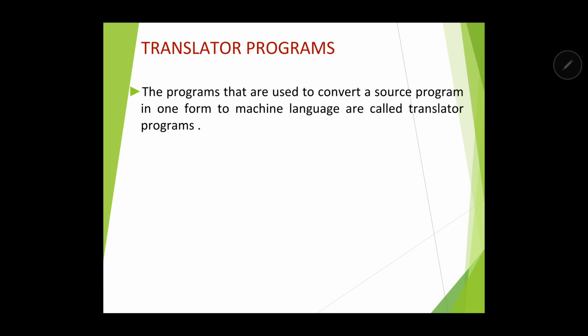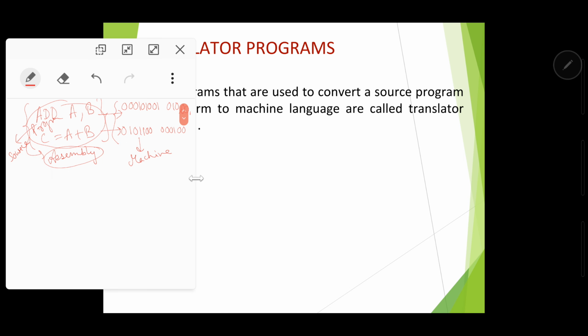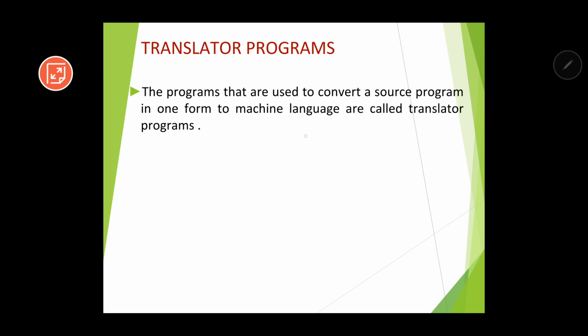Okay, so these translator programs are used to convert a source program in one form to machine language. The main work of a translator program is to convert the source program into machine language. What is the source program? The programs or the codes that are written in assembly language are called source programs.